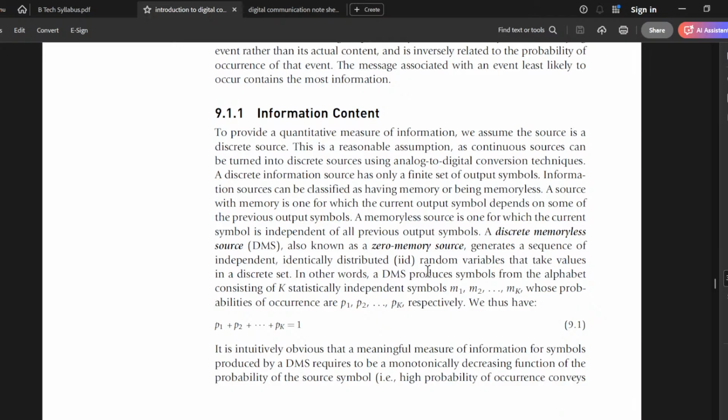Hello guys, welcome to the live stream of digital communication. Today we are going to understand the science and the engineering behind the transmission of signals, particularly those which are used in communication.